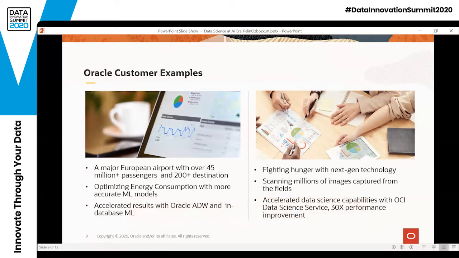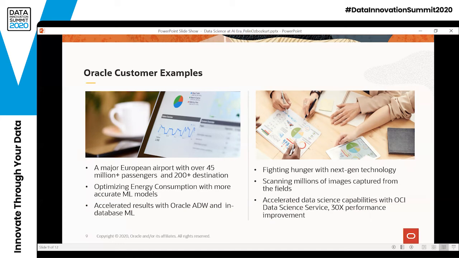We have lots of customer examples coming from the world. I'm going to mention just two of them here. The first one is coming from a major European airport that most of you, I'm sure, have been to at least once, maybe. That major European airport has over 45 million passengers with more than 200 flying destinations. They wanted to optimize energy consumption by providing more accurate machine learning models. And they needed to achieve that objective pretty fast because they need to manage the cost and decrease the operational budget, operational costs.